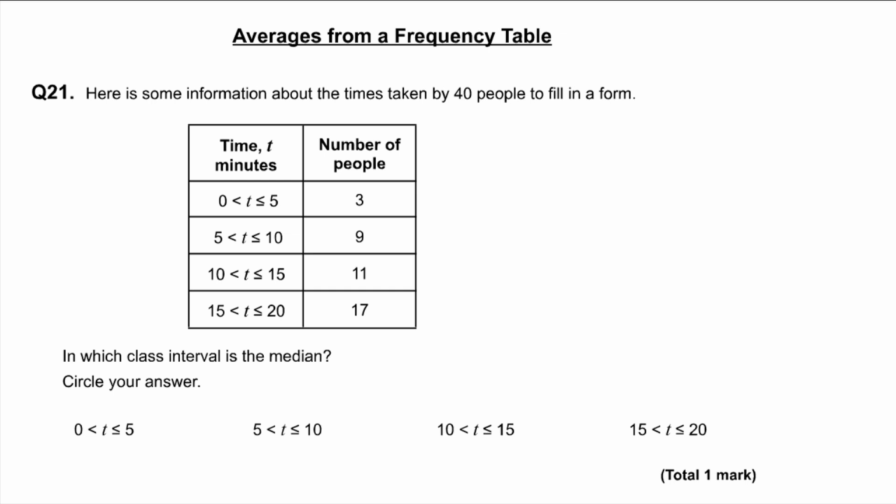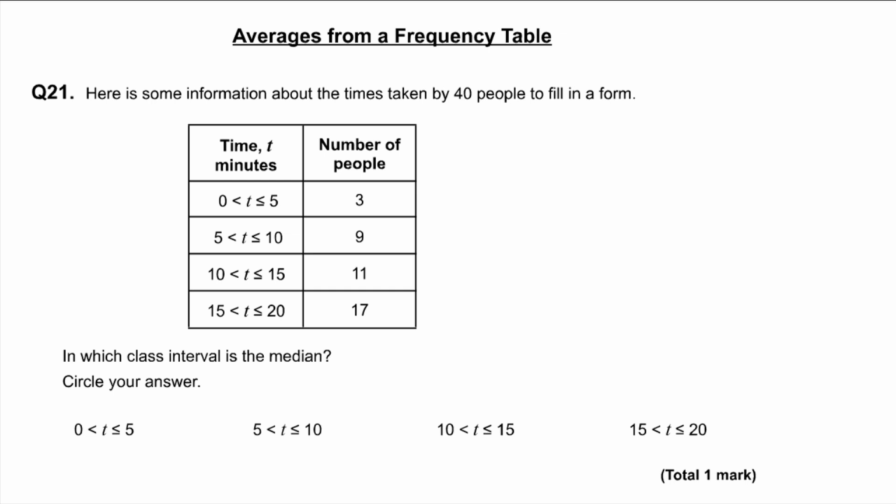So you need to understand about data being grouped and what that means in terms of the means, medians, modes. So in question 21, here is some information about the times taken for 40 people to fill in a form. In which class interval is the median? Now, if you think about it, if you have 40 people in the line, then the median person is the person in the middle. So if you've got 40 people, who's the middle person?